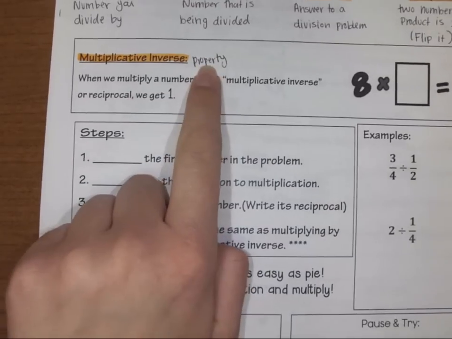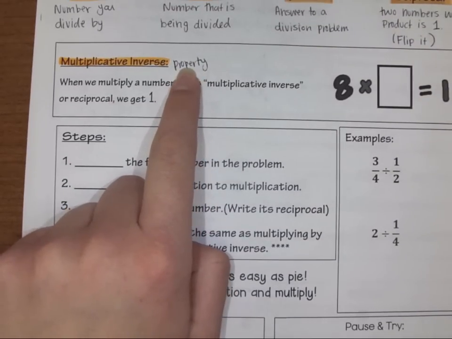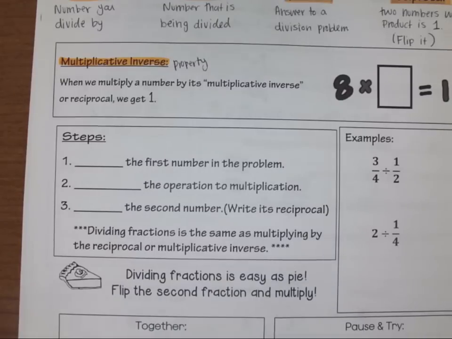And so a property, remember a couple of videos we talked about those mathematicians that came up with properties. Property is something that's been proven to be true. So a long time ago, mathematicians tried this and they found that it worked every time, and so they wrote it as a rule or a property. And the multiplicative inverse property says that when we multiply a number by its multiplicative inverse or reciprocal, those are kind of the same thing, we're going to get 1.